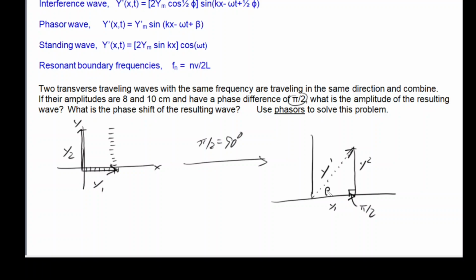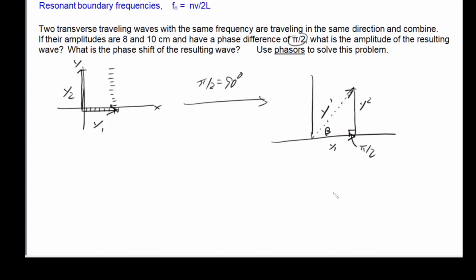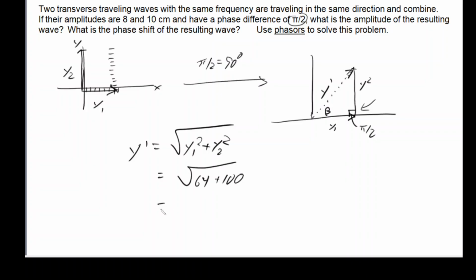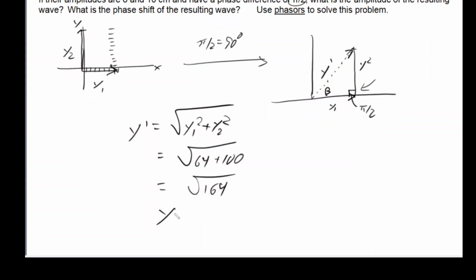And we'll call this angle beta, which is the new phase shift. So we know that y prime is equal to the square root of y1 squared plus y2 squared, because this is a right triangle here. So that's equal to the square root of 8 squared, which is 64, plus 10 squared, which is 100, which is the square root of 164, or y prime is equal to 12.8 centimeters.